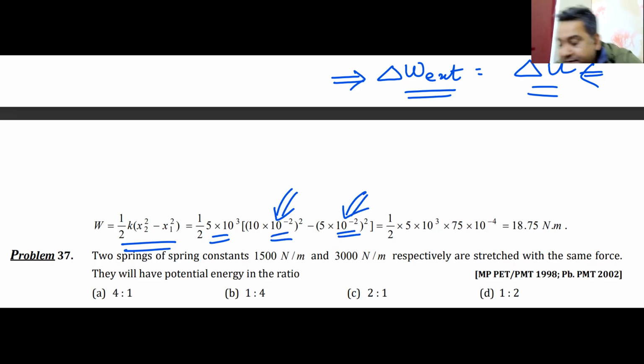It's an important point. Convert everything into meters, subtract, add, multiply, whatever you got to do, and you will have an answer of 18.75 joules, and that is your answer.